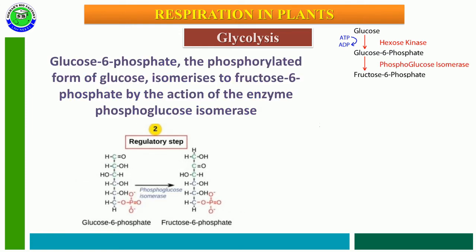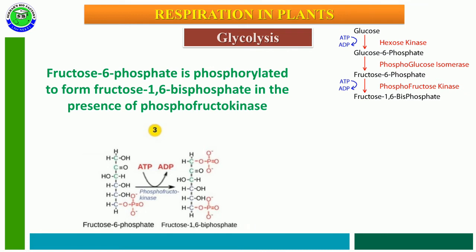In the second step, this glucose 6 phosphate undergoes an isomerization reaction. At this time, glucose 6 phosphate will be converted into fructose 6 phosphate with the help of phosphoglucose isomerase enzyme. It is the second step in glycolysis.